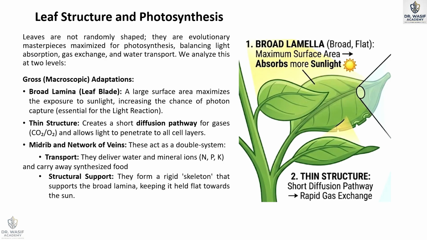Finally, look at the midrib. Here is the midrib, and here are the veins. So you look at the midrib and the veins. These serve a double purpose. First, they are the leaf's transport system, bringing in water and minerals, while carrying away the glucose that the leaf has made. Secondly, they act like a skeleton. They are rigid and tough, holding the leaf flat and facing the sun, so it can soak up as much energy as possible.